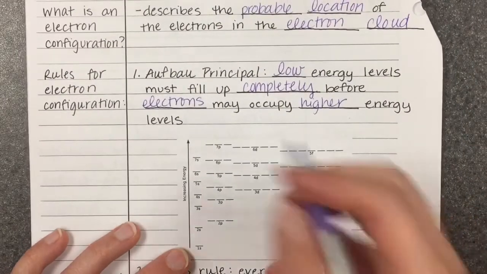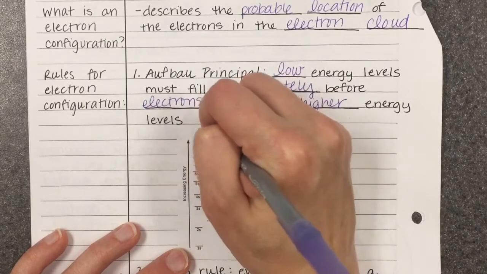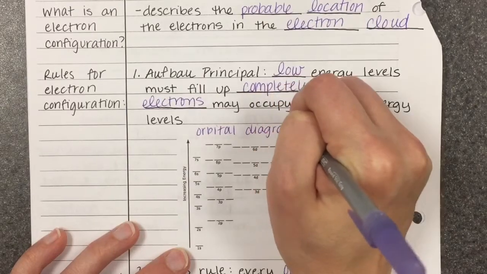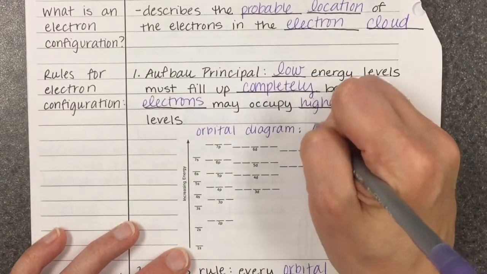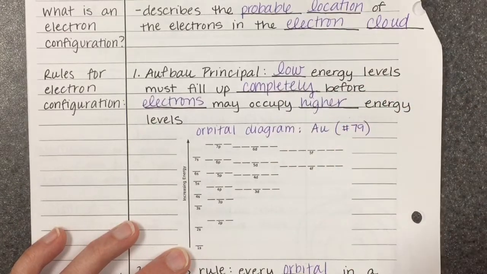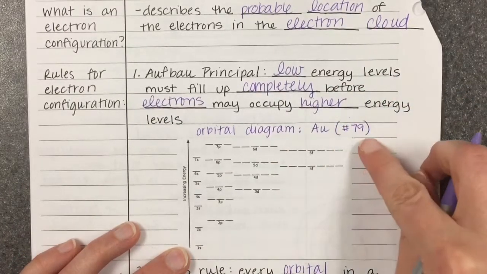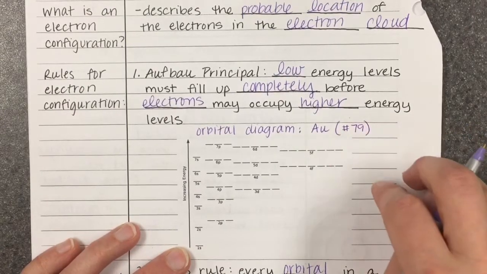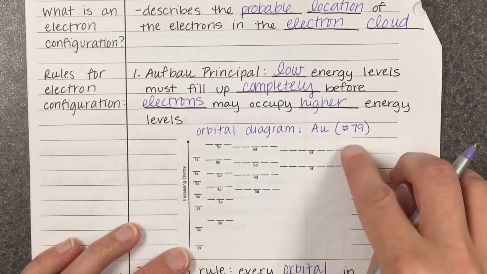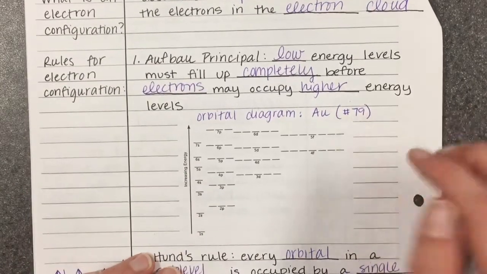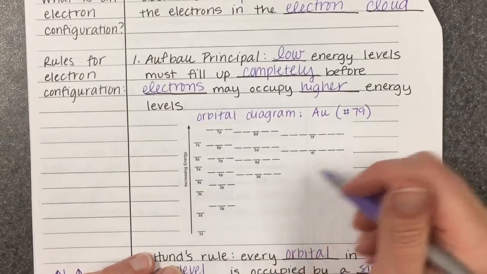So this chart right here is known as an orbital diagram. And we're going to complete this orbital diagram for the element gold, which is number 79 on the periodic table. That's significant because if it's number 79, it has 79 protons. And if it's a neutral atom, it also has 79 electrons. Remember that the atomic number tells us the number of protons and the number of electrons for a neutral atom. That means we're going to have to put 79 arrows in this diagram.